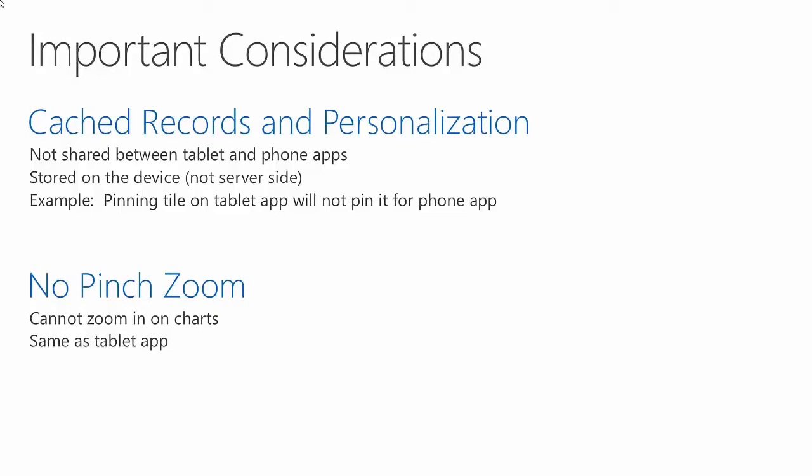Also similar in relation to this is personalization. One of the things you can do for personalization is pinning tiles to your dashboard for shortcuts to views, records, and dashboards. You can create shortcuts by pinning records to the dashboard. Also on Windows devices, you can pin those type of records to your start screen. But one thing to be aware of again is that that information is stored at the device level. So if you pin a record to your dashboard on your tablet app, it doesn't automatically pin it as a pin tile on the phone app. That is separate right now.